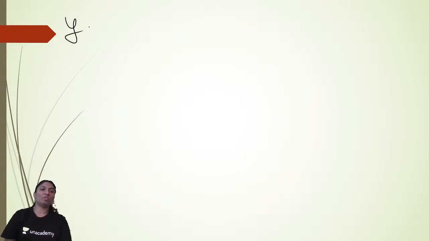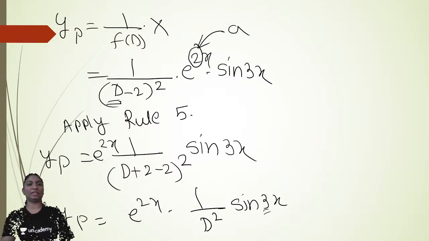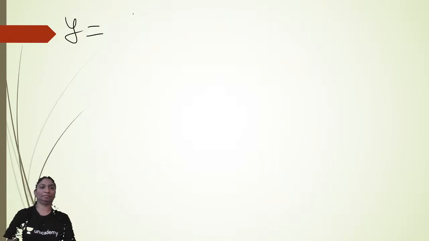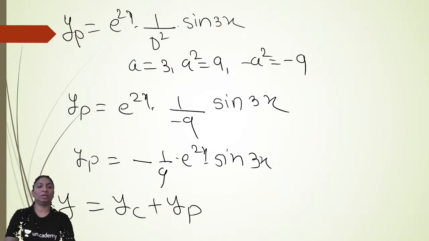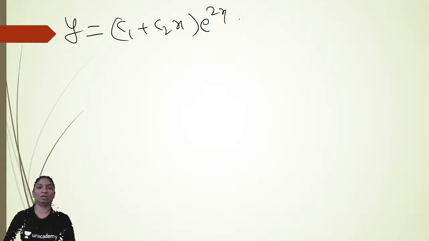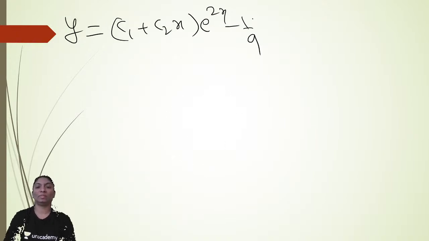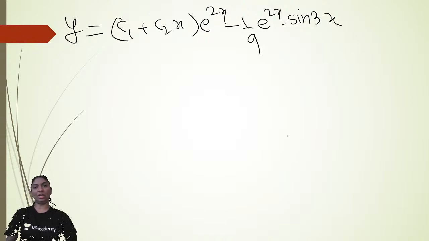So what is our y? Y is equal to yc plus yp. So yc is c1 plus c2x into e raised to 2x, plus minus 1 by 9 into e raised to 2x into sine 3x. This is our total solution for the given differential equation.